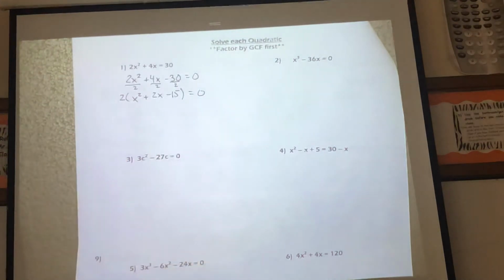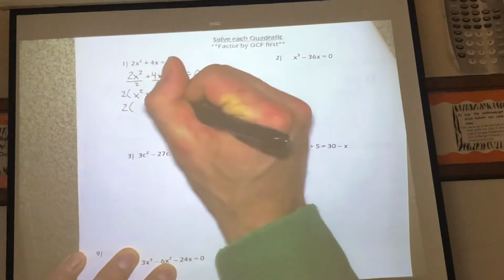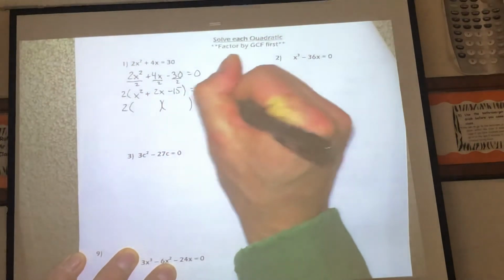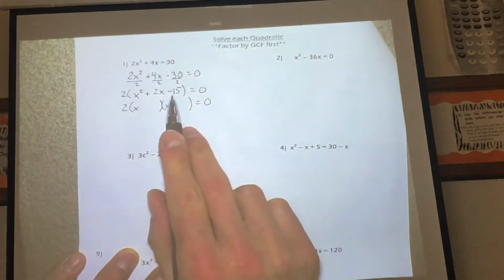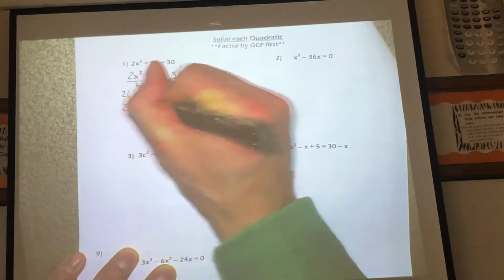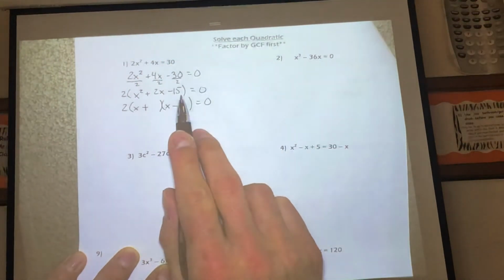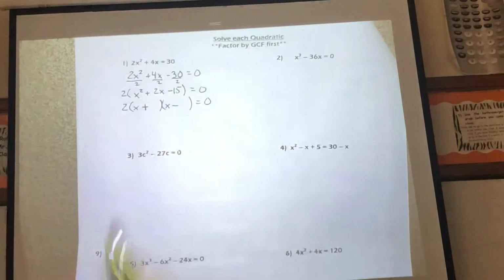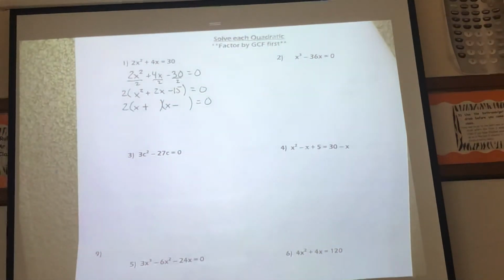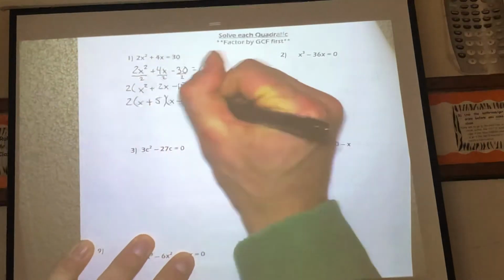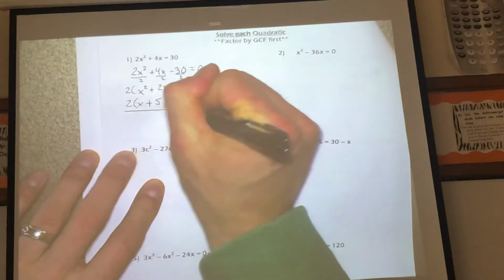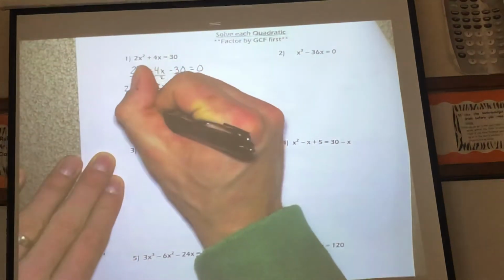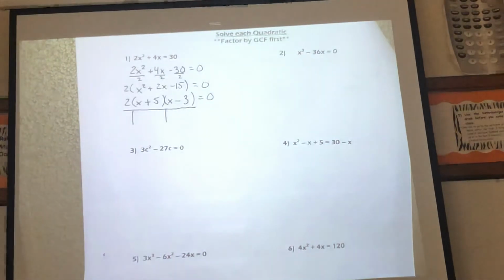Now I have a trinomial, and I'm going to factor this by guess and check. So 2 sets of parentheses. Factor the first term, so x and x. Last sign is negative, so signs are opposite. And now I need factors of 15 that will give me 2. Factors of 15 that will give me 2 would be positive 5 and a negative 3. We are then going to t-bar each of these.